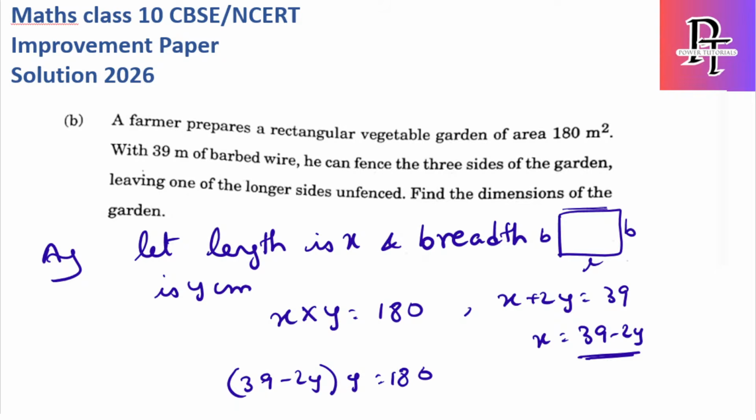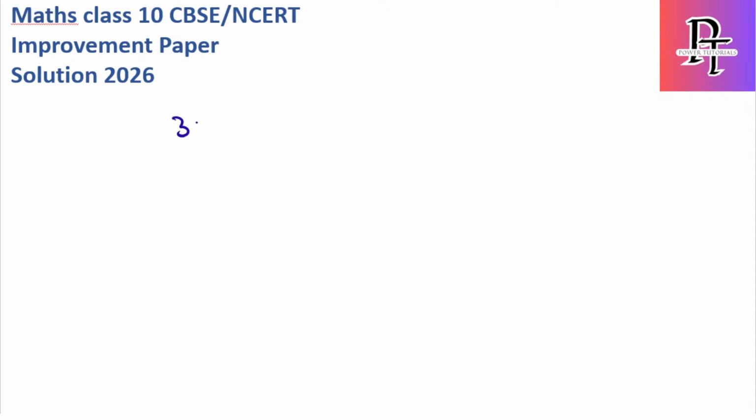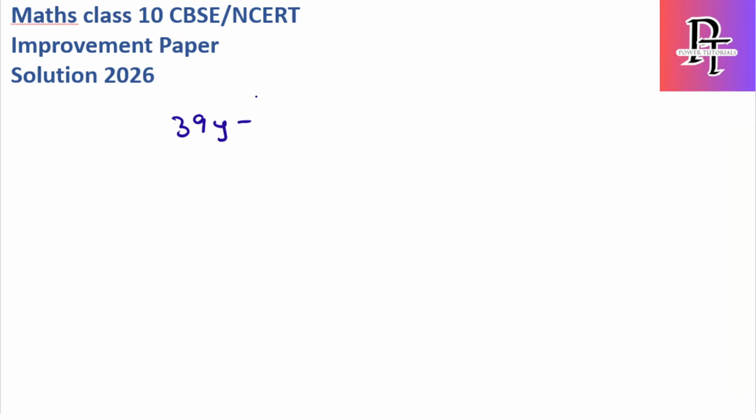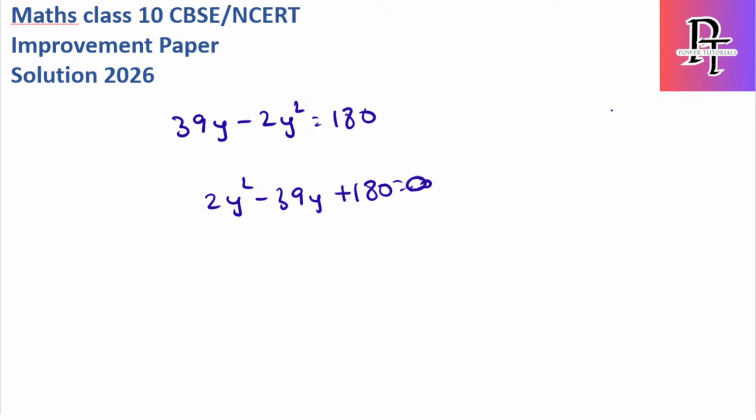So 39y minus 2y square is equal to 180. If I write everything to one side, I'll get 2y square minus 39y plus 180 is equal to 0. So I should get the factors of 2 into 180, which is 360, and the sum should be equal to 39.